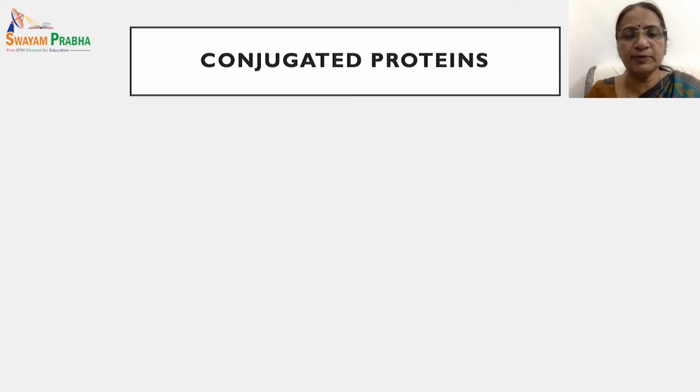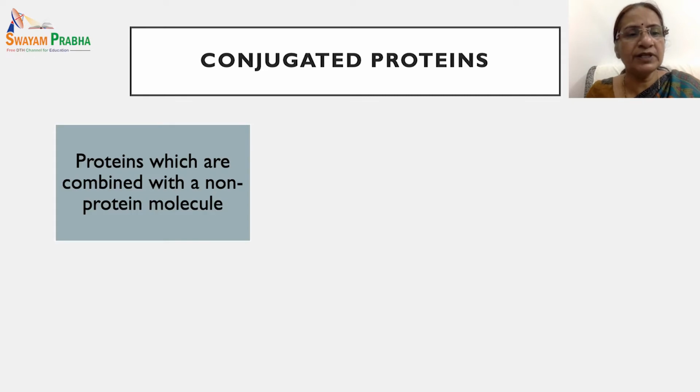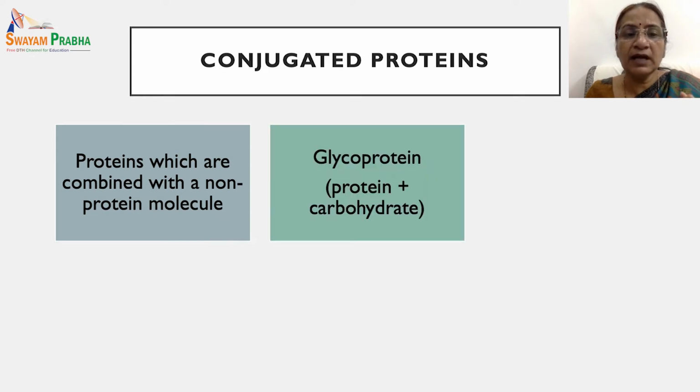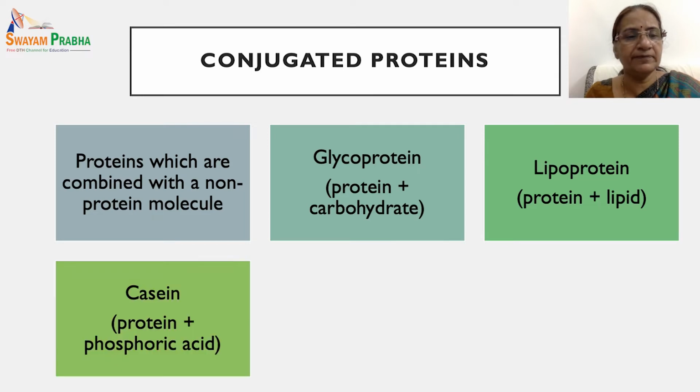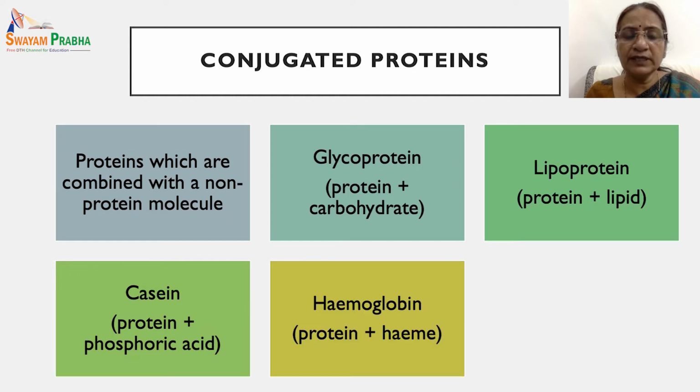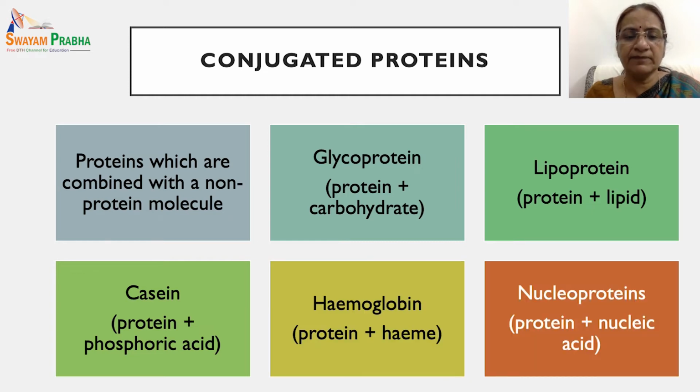Now conjugated proteins. Those proteins which are combined with a non-protein molecule. For example, glycoprotein contains protein plus carbohydrate. Lipoprotein contains protein plus lipid. Casein contains protein plus phosphoric acid. Hemoglobin contains protein plus heme, and nucleoprotein contains protein plus nucleic acid.